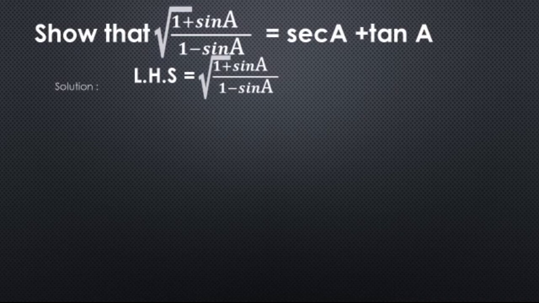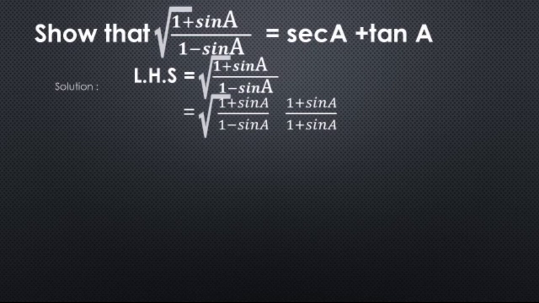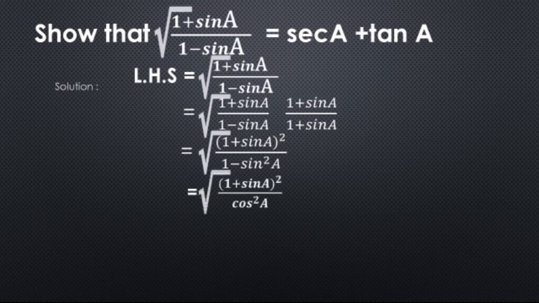Multiply and divide by 1 plus sin A. Here 1 plus sin A into 1 plus sin A is equal to (1 plus sin A) whole square, and 1 minus sin A into 1 plus sin A is 1 square minus sin square A. From trigonometric identities, 1 minus sin square A equals cos square A. In the place of 1 minus sin square A, we keep cos square A. Let's cancel root and square. Then we get (1 plus sin A) by cos A.